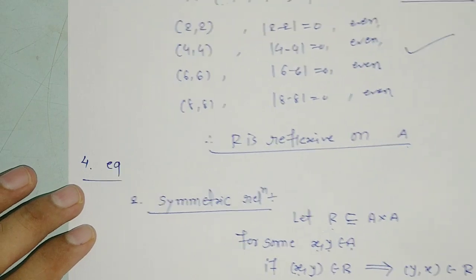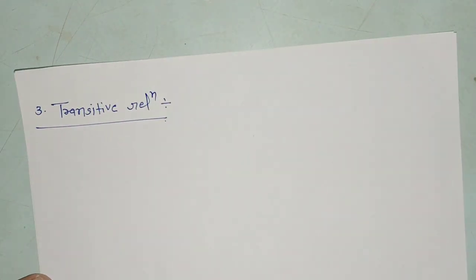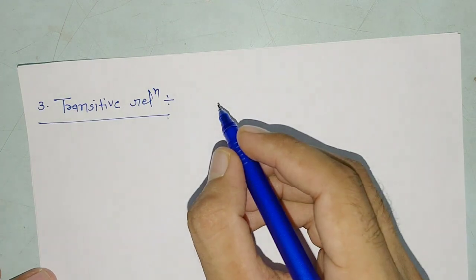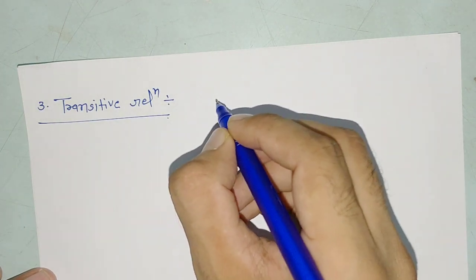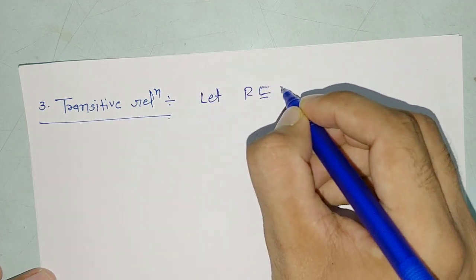Now let's approach the third relation, which is transitive relation. Let's define it first and then understand it further. Let R be a subset of A cross A.